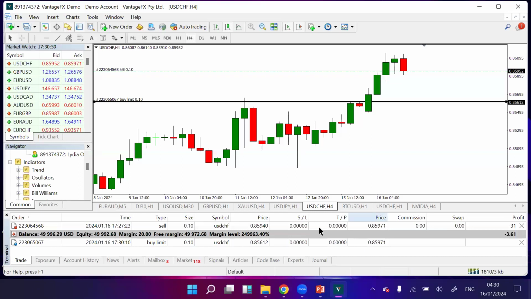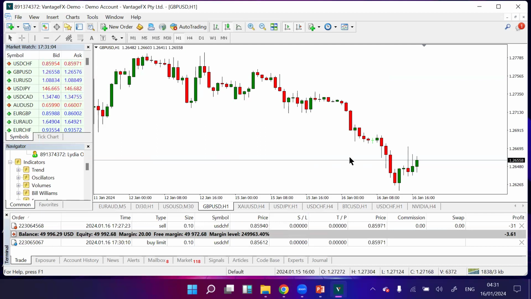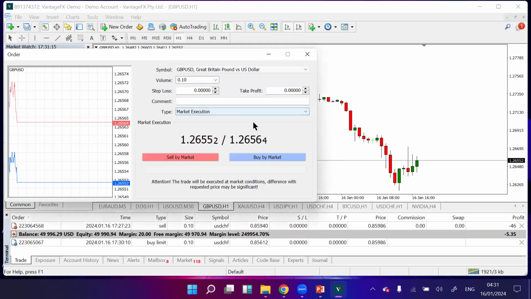So let's look at something else. Let's say we do GBP USD. For GBP USD, at this time we are expecting price to buy. We did sell for the other one, but at this time we're expecting price to buy. We click on market execution. Look at it, market execution. We click on buy now.